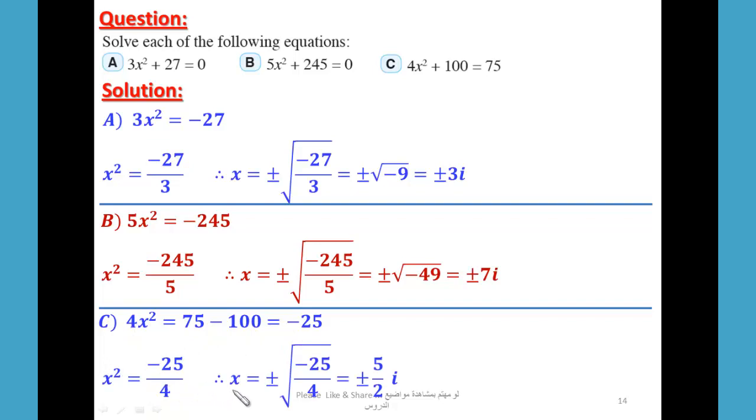And then x equals positive or negative. We have two solutions for this equation: the square root of negative 25 over 4, which equals positive or negative 5 over 2i, as the square root of 25 over 4 is 5 over 2, and the square root of negative 1 is i.